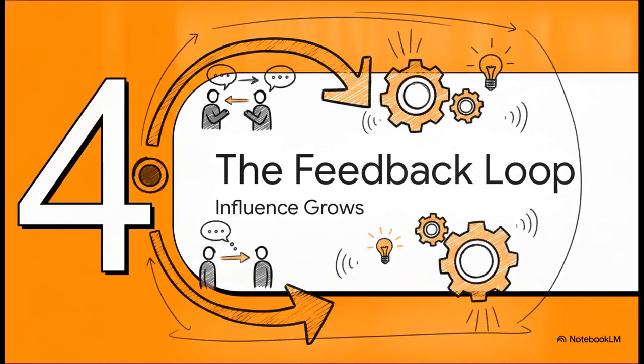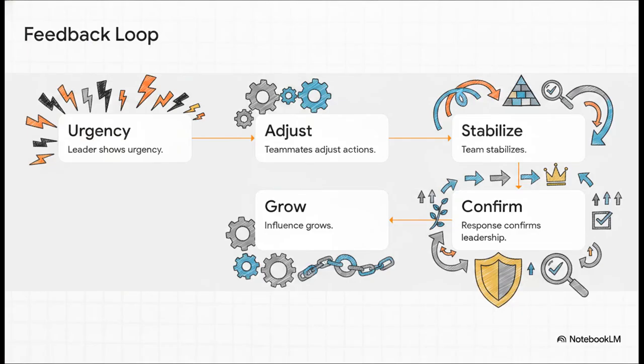Section 4. The Leadership Feedback Loop. Influence creates influence. Let's move to the loop and see exactly how this builds, because leadership is a dynamic system. It's absolutely not a one-way street. Step 1, the leader shows urgency, maybe making a sprinting run back on defense. Step 2, teammates see this and subconsciously adjust their own actions. They run a little harder.